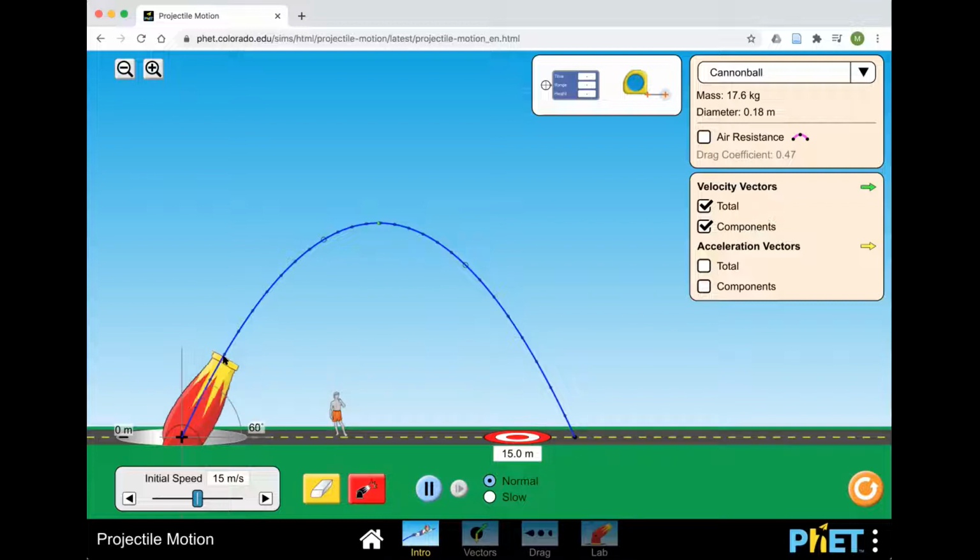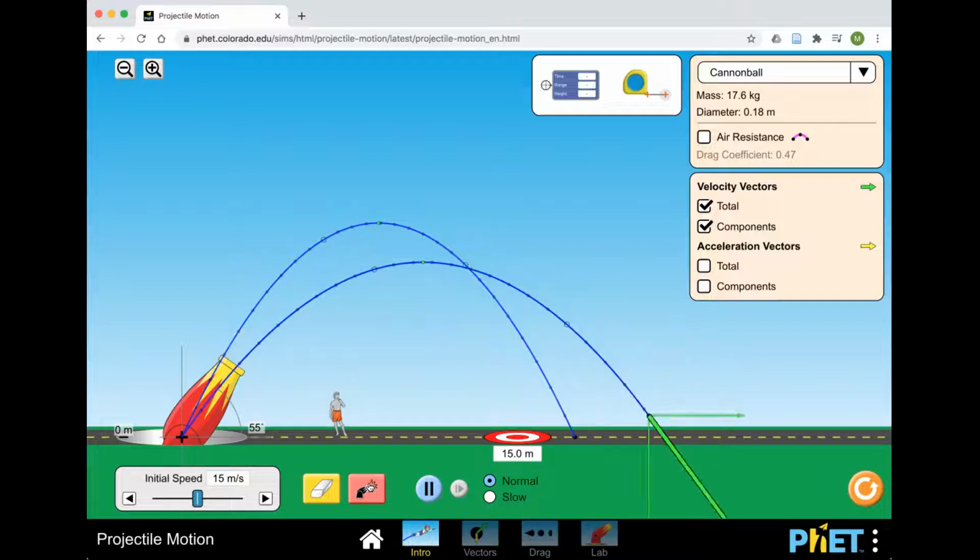Now let's change the launch angle to 55 degrees. Do you think the range is going to increase or decrease? Right. If you remember where we expect the maximum range to occur, I'm getting closer to where we would get the maximum range. Now let's change to 45 degrees. Boom, here we go. Right, even farther away from the launch point.